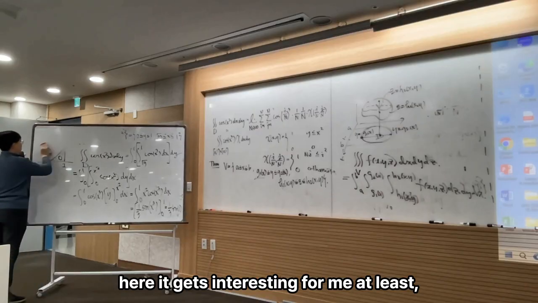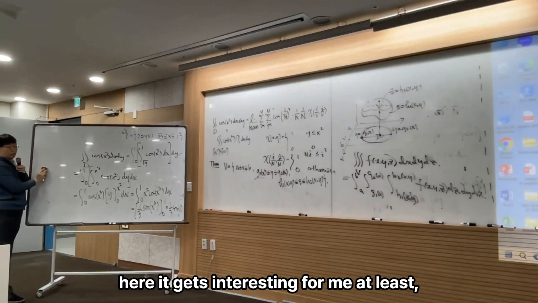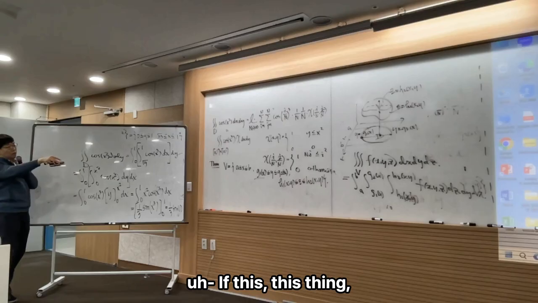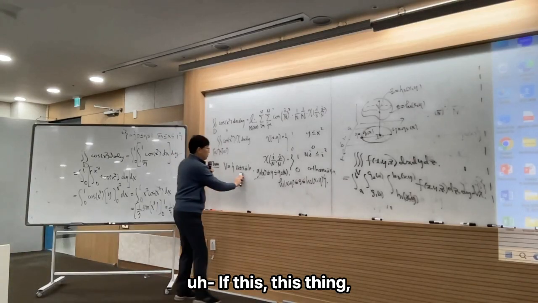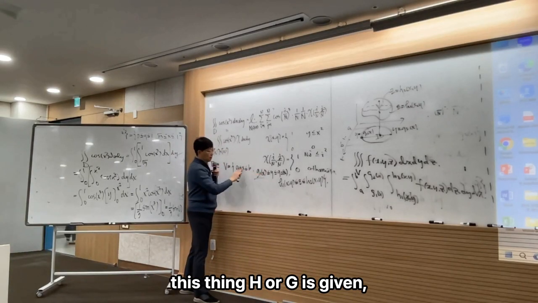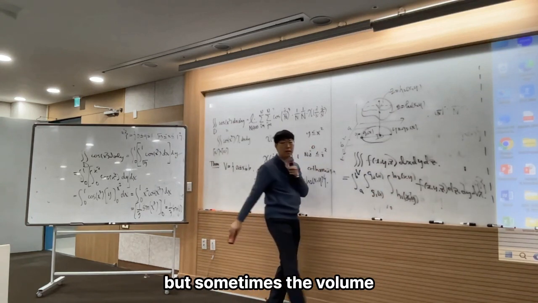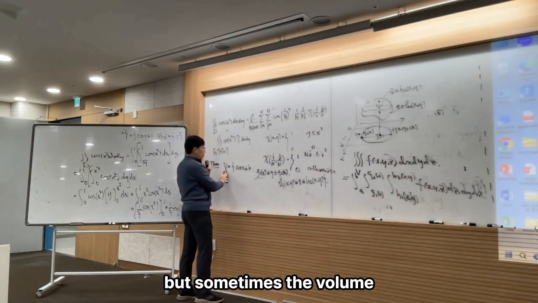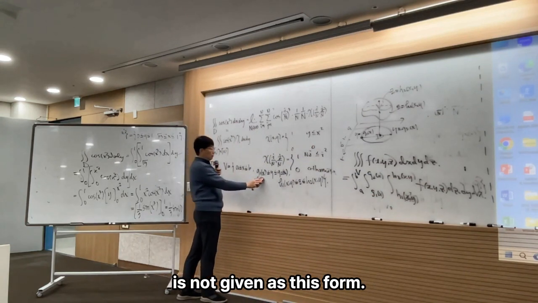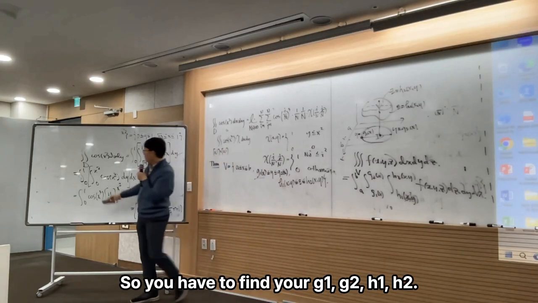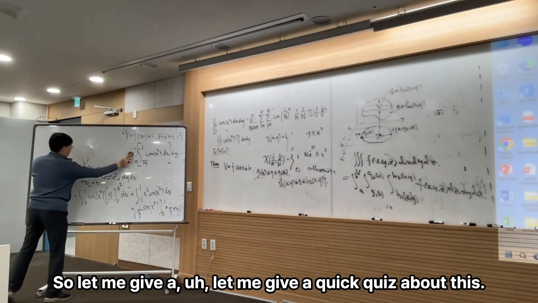So here it gets interesting for me at least. When you have a Fubini theorem of this triple integration, if this g or h is given, it's easy to write down the formula, but sometimes the volume is not given in this form. So you have to find your g1, g2, h1 or h2. So let me give a quick quiz about this.